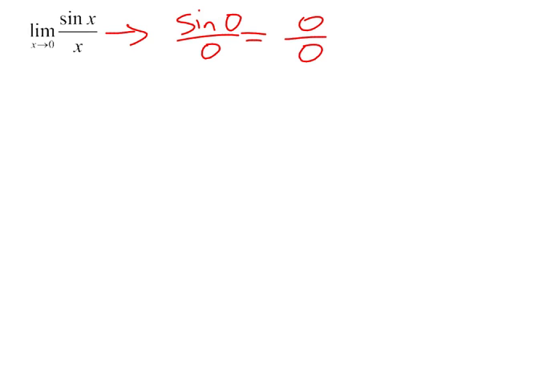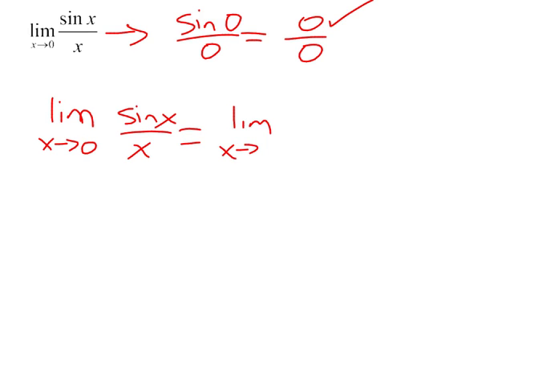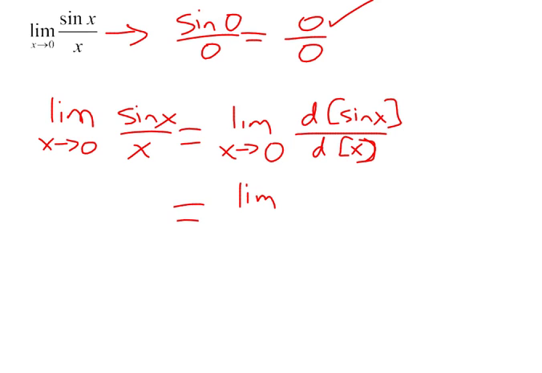So now that I know that I've got the indeterminate form, let's apply L'Hopital's rule. L'Hopital's rule says the limit as x approaches 0 of sine of x over x will be the same thing as the limit as x approaches 0 of the derivative of sine of x over the derivative of x. Right? Well, what is the derivative of sine of x? That's right, it's cosine of x. And what's the derivative of x?